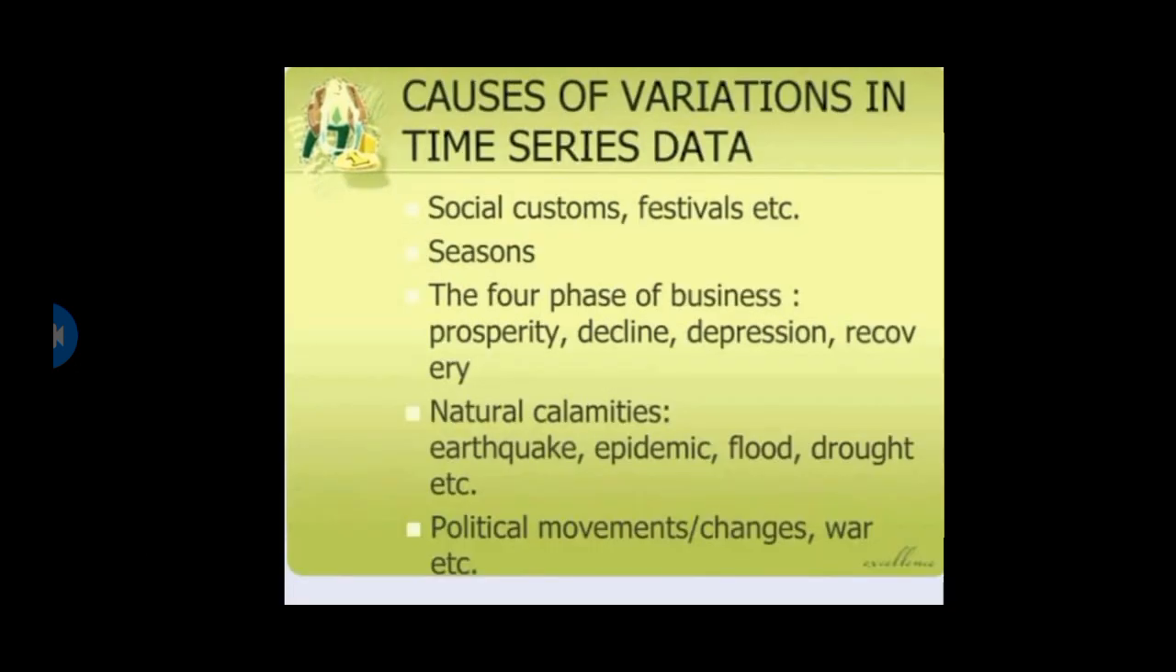Causes of variation in time series data. Social customs, festivals, etc. Seasons. The four phases of business: prosperity, decline, depression, and recovery. National calamities: earthquake, epidemic, flood, drought, etc. Political movements, changes and war, etc.